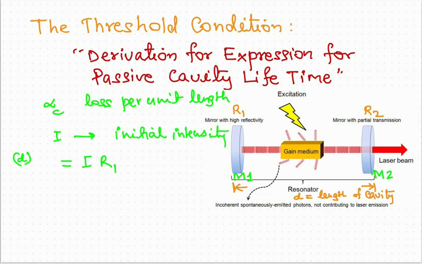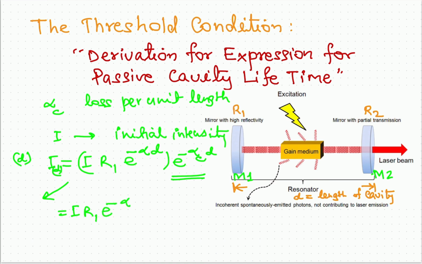Traveling a distance d, the intensity becomes I R1 e to the power alpha d, into e to the power minus alpha c d. This represents the loss factor. This becomes the initial intensity for mirror M2. So in the backward journey, the intensity will be given by I R1 e to the power alpha d, into e to the power minus alpha c d, into R2 e to the power alpha d, into e to the power minus alpha c d.